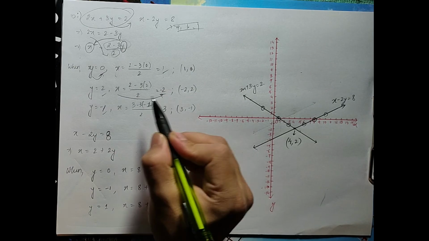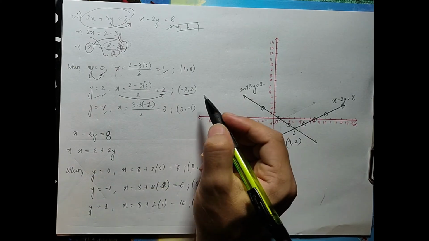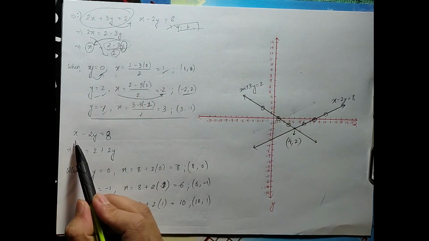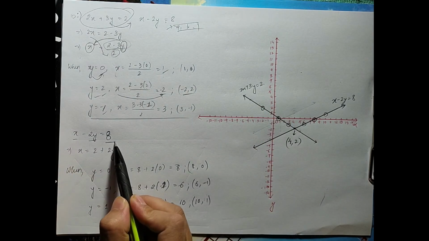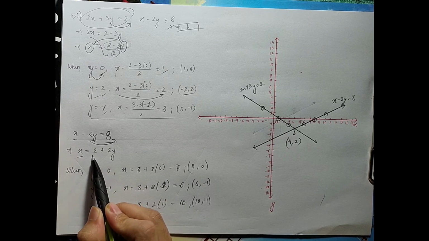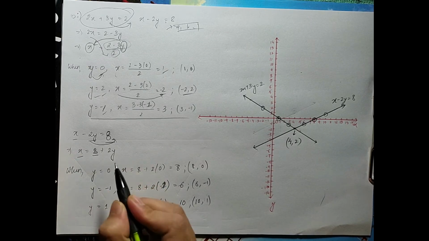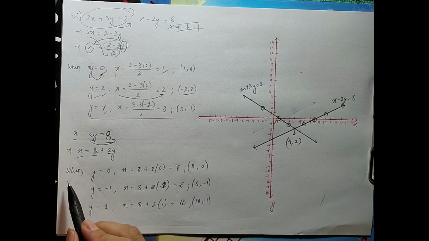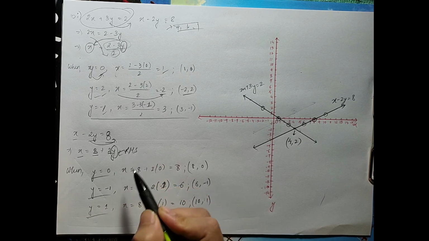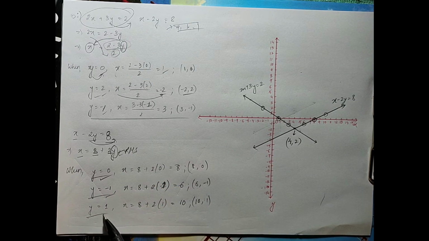So x is minus 2 and y is 2, so the coordinate becomes this, and similarly here also. Then for the second one, it is x minus 2y equals 8. So 2y will go here, so you'll have x is equal to 8 plus 2y. So again we'll be substituting random values of y, because y is on the right hand side. So let's take 0, minus 1 and 1.